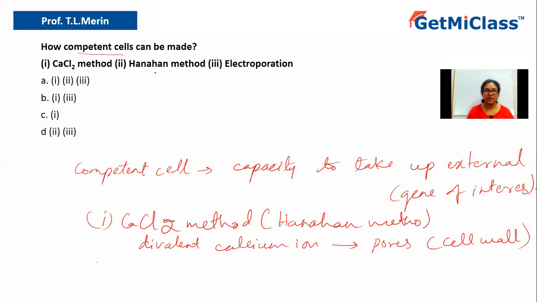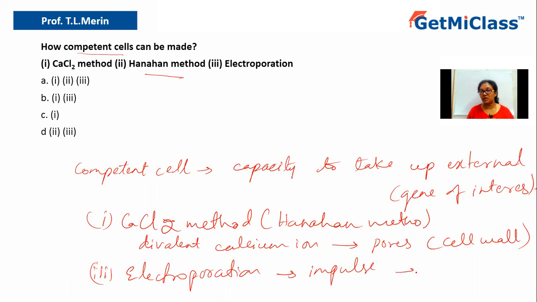The second one they have given is Hanahan. So Hanahan is nothing but CaCl2 only, so that is also correct. Then the third one they have given is electroporation. What is electroporation? Here the cells are treated with current. They treat with an impulse of current, which will again cause pore formation. Pores are formed, and this will allow easy entry of the DNA fragments into the cells. So that is how we can make them competent.